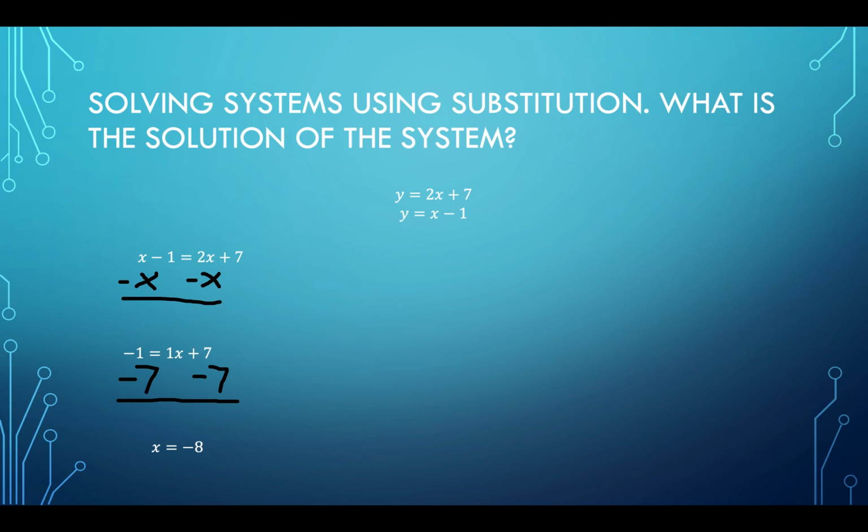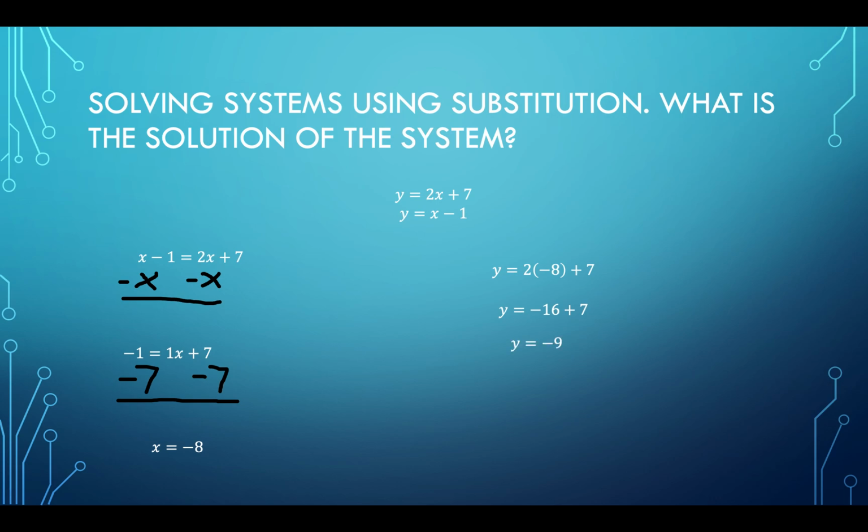So what you could do is plug this negative 8 into either equation. I chose to use the top equation. It's the first one I saw. So wherever there's an x, we're going to plug in negative 8. So we get y is equal to 2 times negative 8 plus 7. We go ahead and multiply 2 times negative 8, and we get y is equal to negative 16 plus 7.